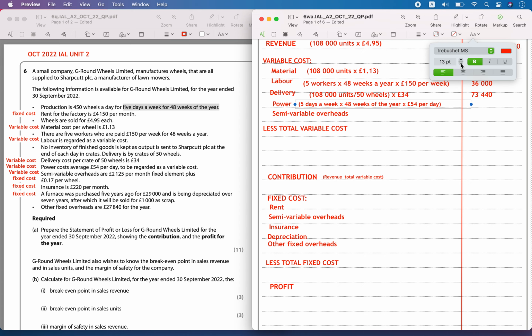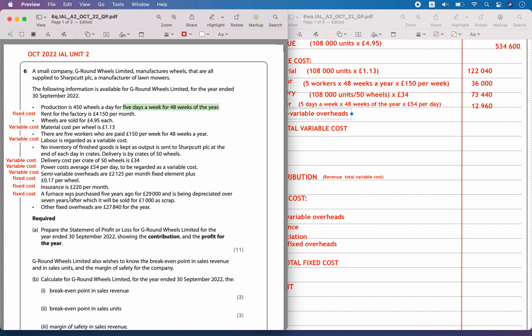So that is going to be equal to 5 into 48 into 54, that is 12,960 pounds. So 12,960 pounds is used. Now the semi-variable overheads, it had a fixed and a variable cost.